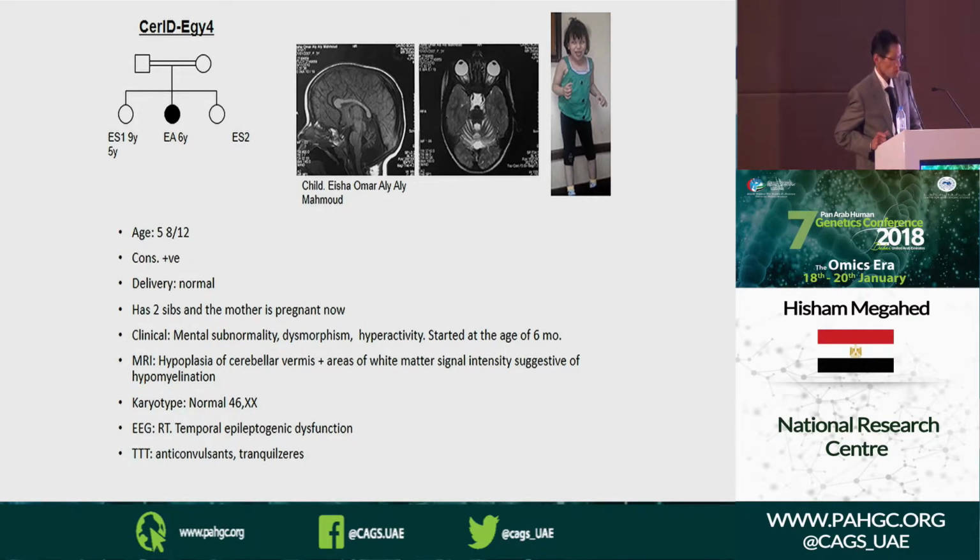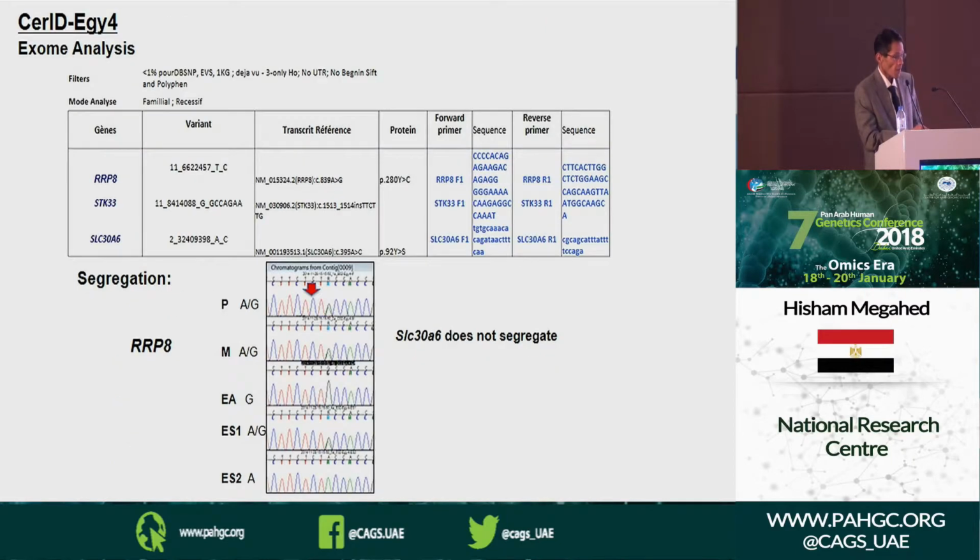In this family, again, all the symptoms of cerebellar affection. The ammonia, lactate and biochemical tests came back normal. We even did a karyotype because he was a little bit dysmorphic, but it was normal. Whole exome sequencing identified RRP8 as the disease-causing gene, confirmed in the whole family. Both parents are carriers, and one of the siblings is a carrier and the other is completely normal.